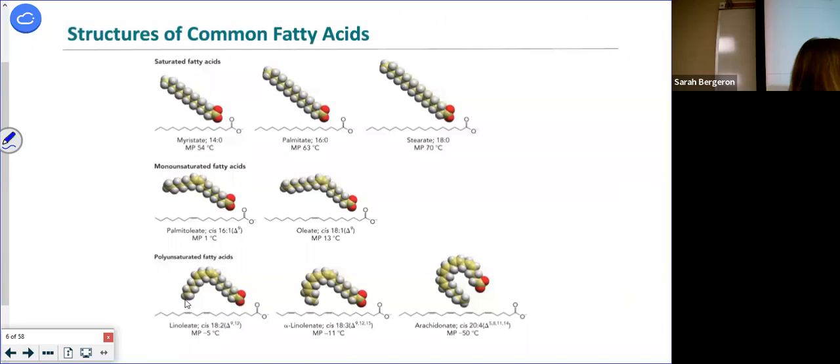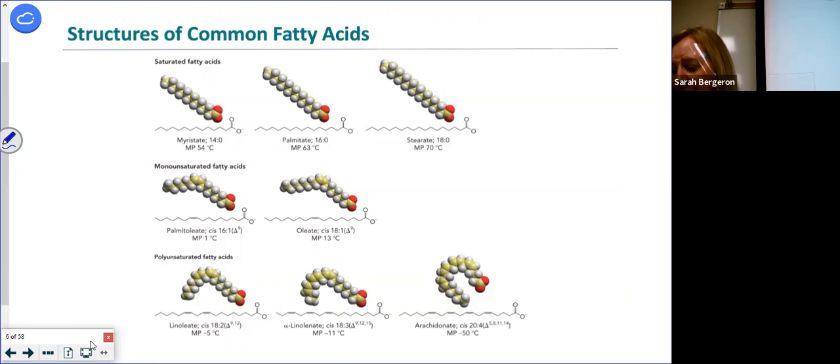Okay? So when we look at these, you also have to understand the designations, right? So if you look at palmitate right here, we say 16:0. What does 16:0 mean?